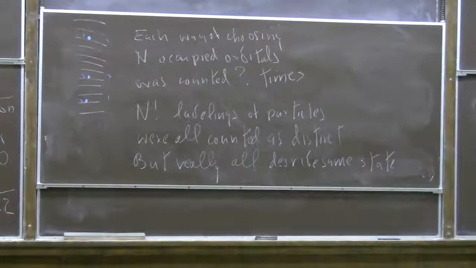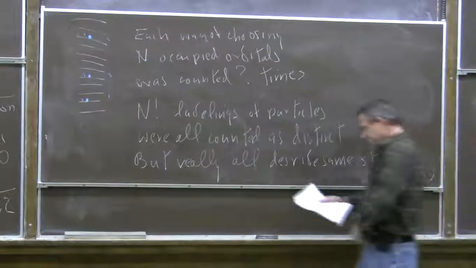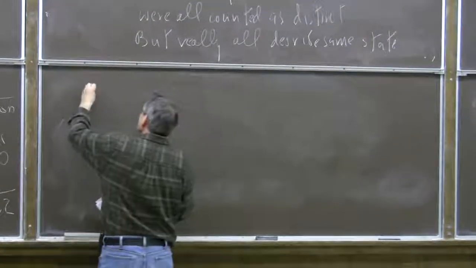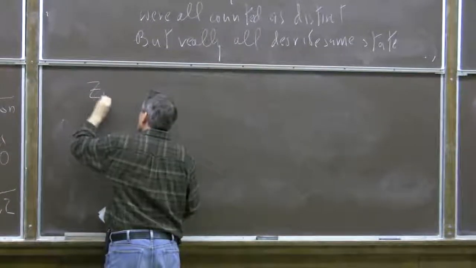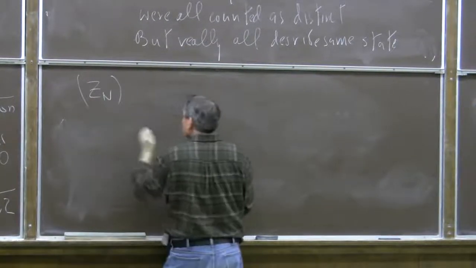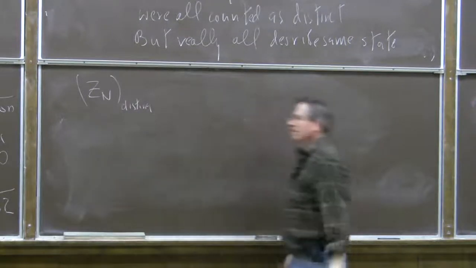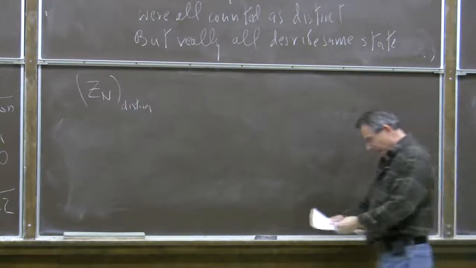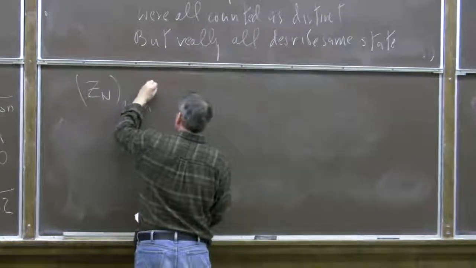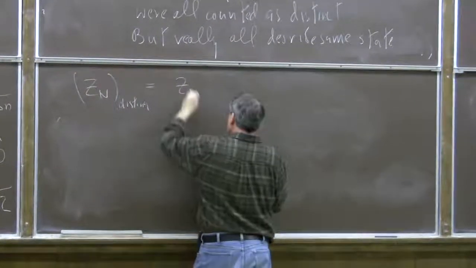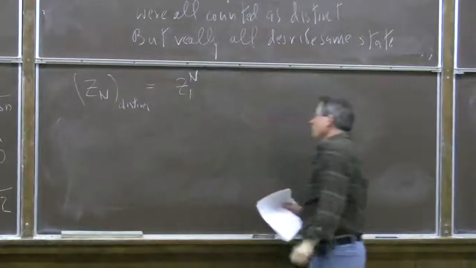So it's easy to fix things up. For distinguishable particles, I'll now write the n-particle partition function, Z_n distinguishable. That's the calculation we already did, and we saw in the quantum regime, the low-density regime, that's z1 to the n.